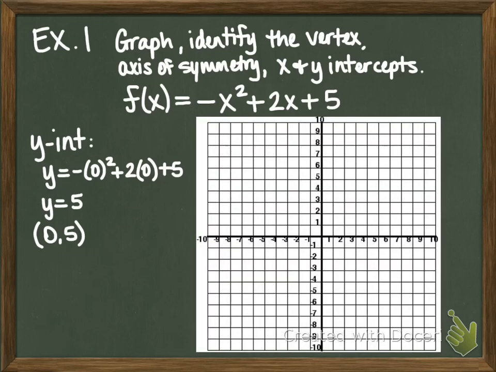So now that we've found all these things, we can use them to graph the parabola. So we're going to start with our vertex, which is at 1, 6. My axis of symmetry is going to go right through that vertex at x equals 1. My x-intercepts were at about negative 1.5 and positive 3.5. And then my y-intercept was at 0, 5. So once you have those points on your graph, then it's easy to see what direction it opens, and you can connect the dots to make your parabola.